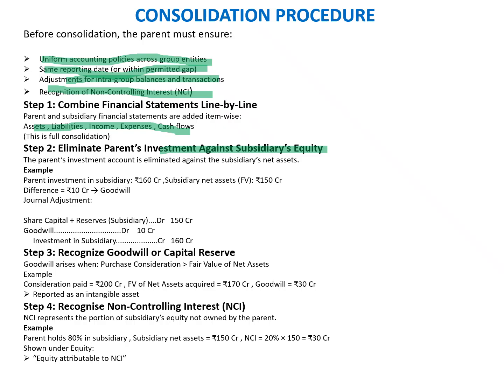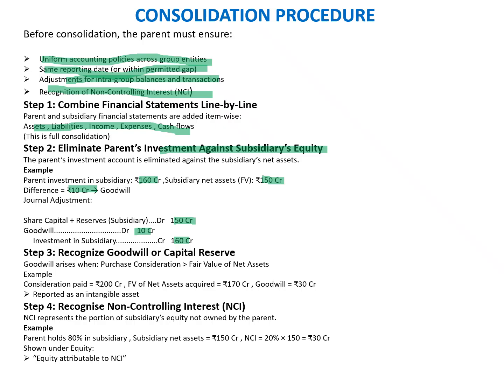So parent investment in a subsidiary is 160 crore. Subsidiary net assets is 150 crore. Difference is 10 crore, which is the goodwill. So what entry do they have to do? Share capital and reserve in subsidiary would be debited by 150. Goodwill would be debited by 10. Investment in subsidiary would be credited by 160.